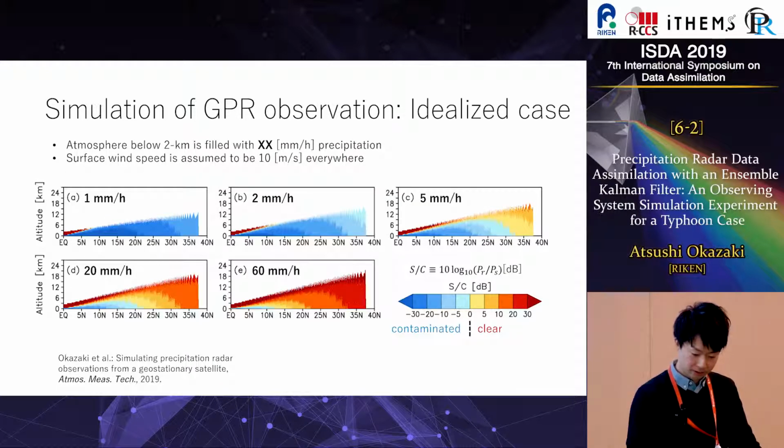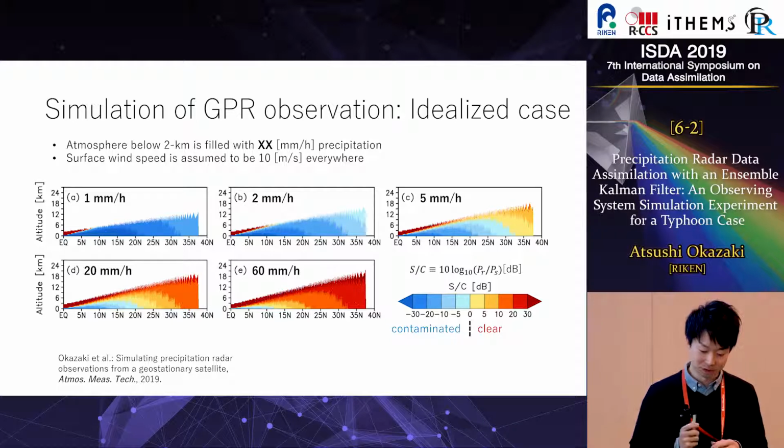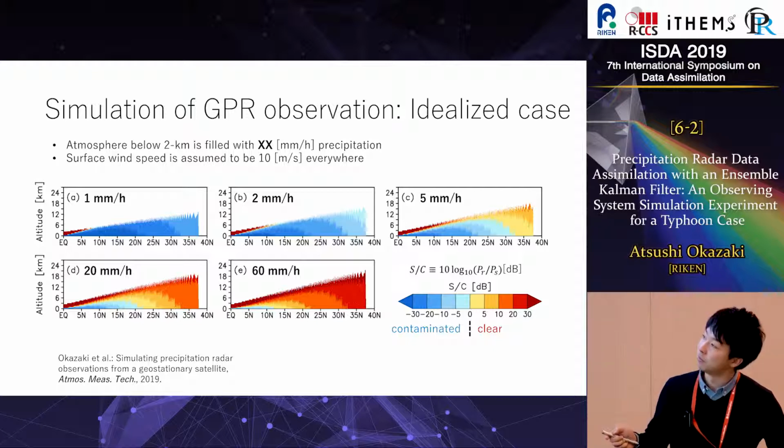And to understand the characteristics of the radar observation, we first show the results from an idealized case in which we assumed that the atmosphere below 2 kilometers is filled with a certain intensity of precipitation ranging from 1 millimeter per hour to 60 millimeter per hour. The second assumption is that the surface wind speed is 10 meters per second everywhere.